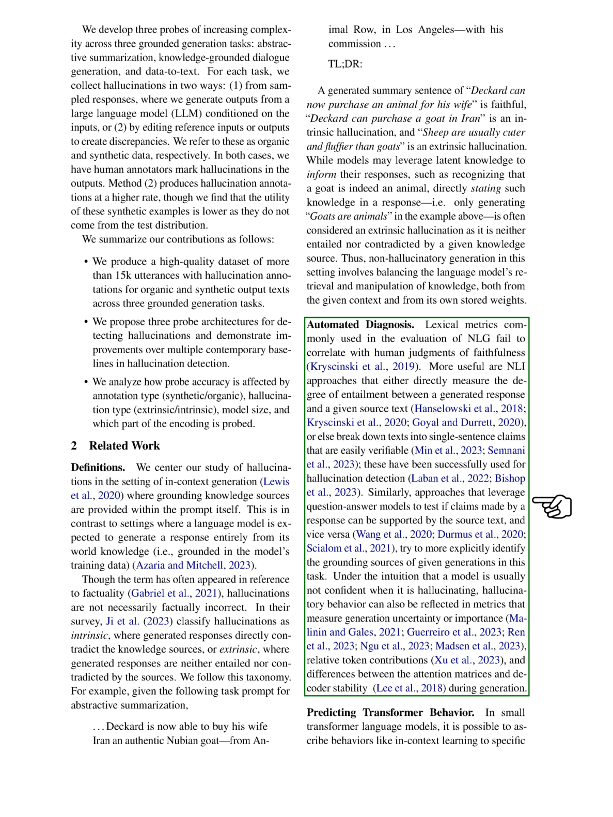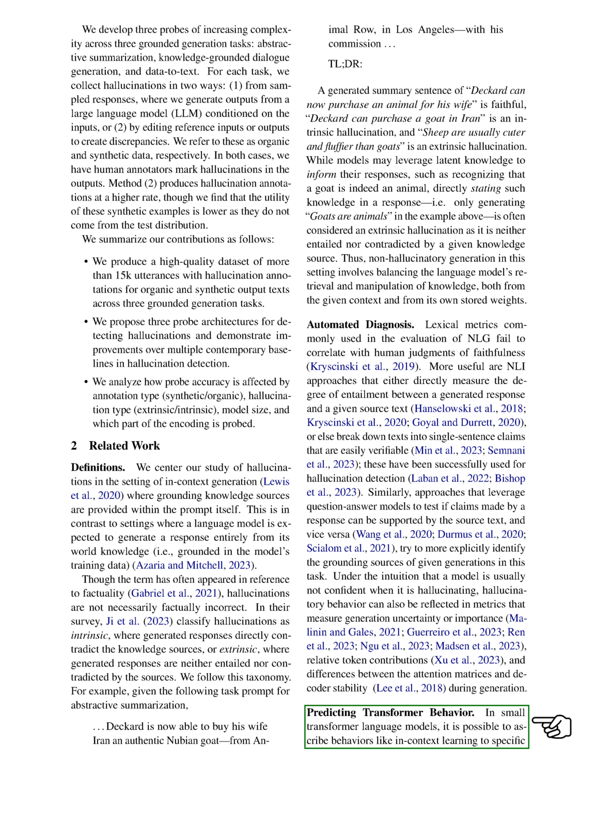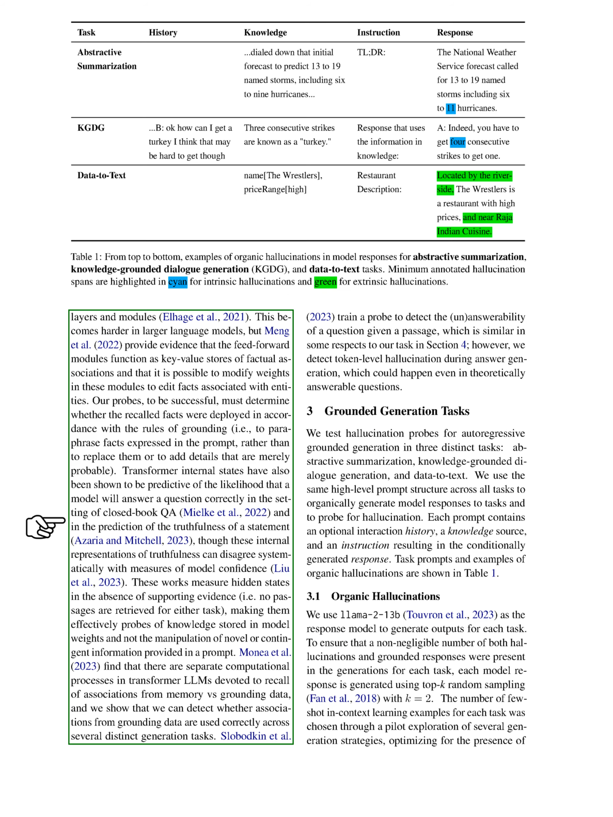Section. Predicting transformer behavior. We're going to delve into the behavior of transformer language models, specifically how they learn and recall information. In smaller models, we can often pinpoint specific layers and modules responsible for certain behaviors, such as in-context learning. However, this becomes more challenging with larger models.